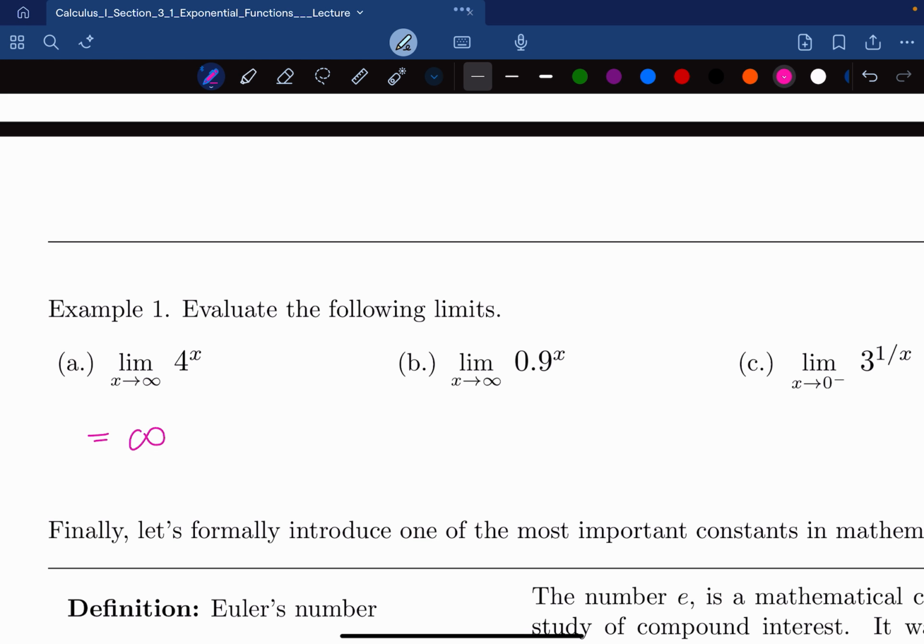Similarly, for the next one, the limit as x goes to infinity, but this time of 0.9 to the power of x. And 0.9 is clearly less than 1. So the more power you take, the smaller you're going to get. For example, 0.9 to the second power is 0.81, 0.9 to the third power is 0.729. It's just going to get smaller and smaller in terms of decimal. So this is equal to 0.